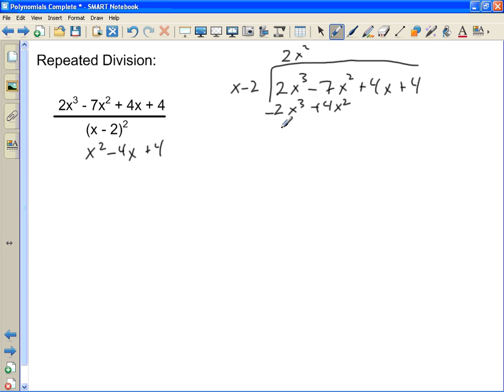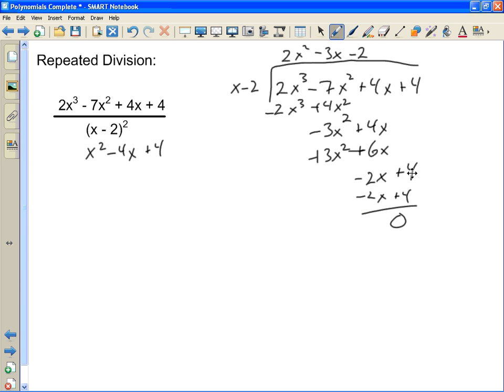Okay, subtract. I'm going to change my signs. That cancels. This turns to negative 3x squared. Drop the 4x down. Now I need to multiply by negative 3x. Change my signs. Add them up. This goes away. This was plus, so now it's minus. So that leaves me negative 2x plus the 4. So I need to multiply by negative 2. And I get no remainder.